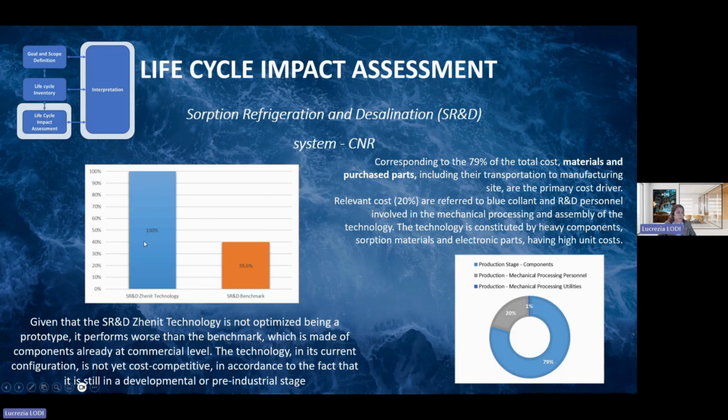You can see that while ZHENIT technology represents 100%, the SR&D is representing an average of 30%. And that is due to the fact that there are different development stages that are compared here. Then, in order to go more in depth about the splitting, the majority of the cost is related again to material and purchased parts, while mechanical processing and personnel are secondary, and again the cost of utilities is negligible.